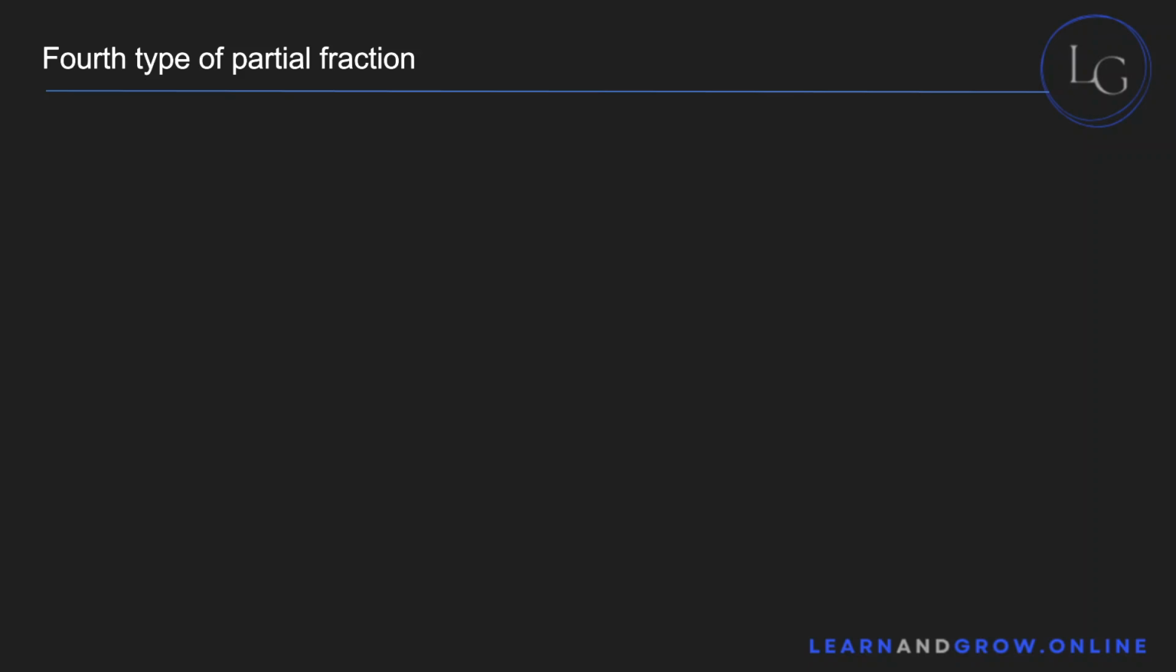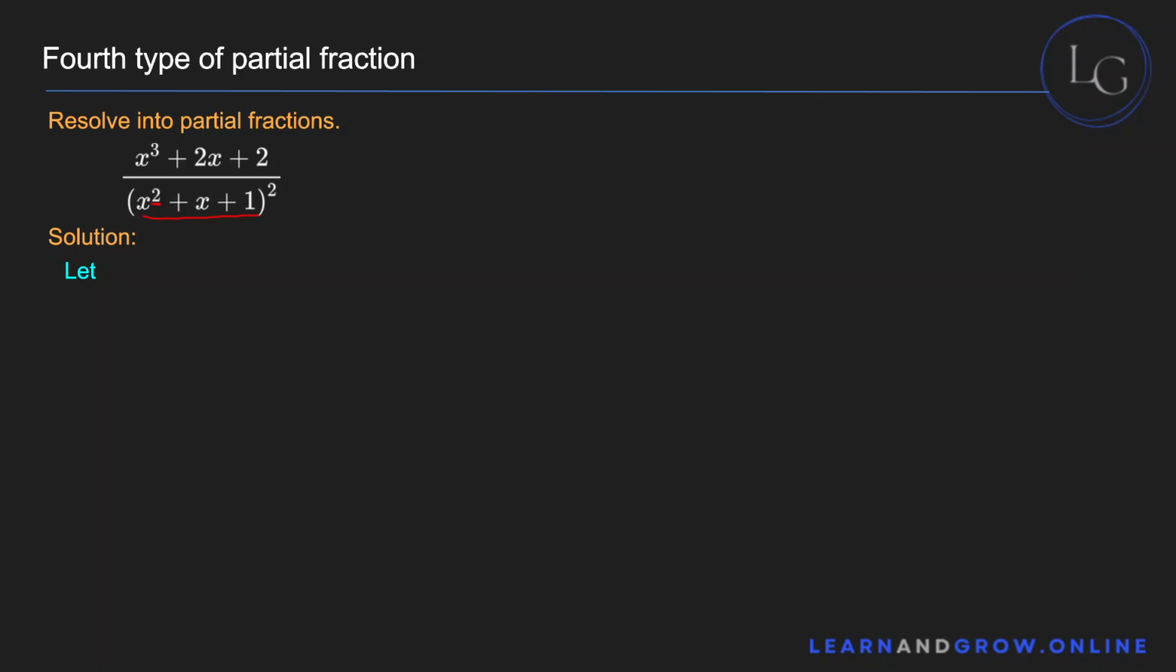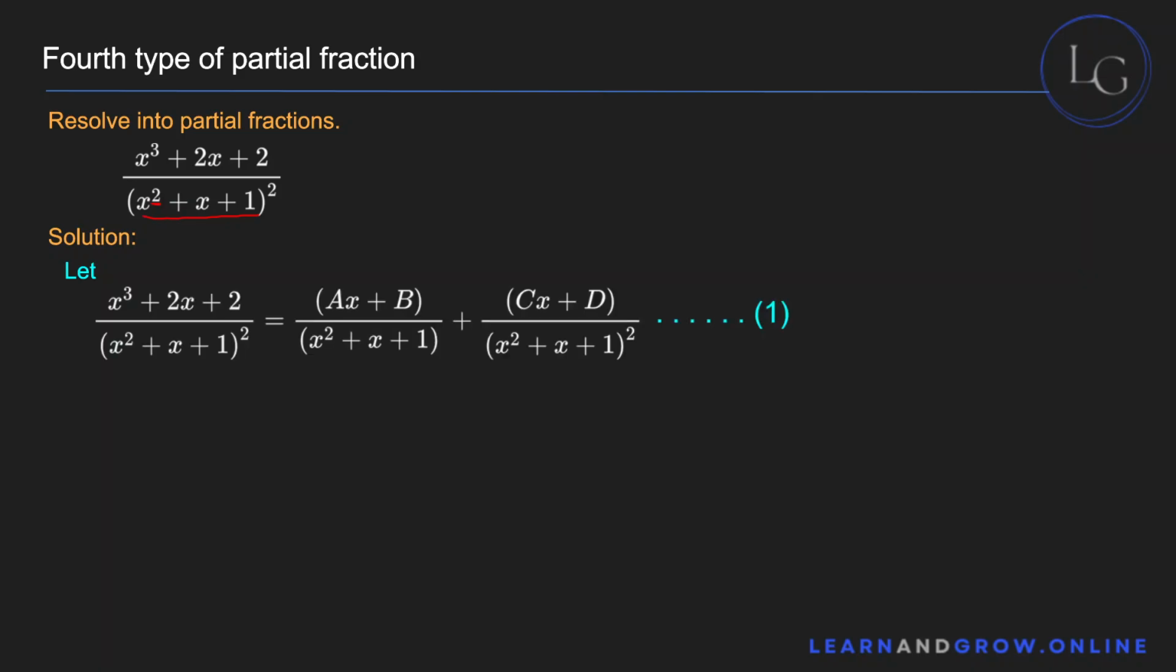So the fourth type of partial fraction resolution is somewhat a combination of the second type and the third type. Over here, you have an entire expression inside a square bracket. So that is where the second type of partial fraction resolution comes in. But also you can see that the expression inside has the variable with a power. So that is where the third type of partial fraction resolution comes in. So how will we deal with this?